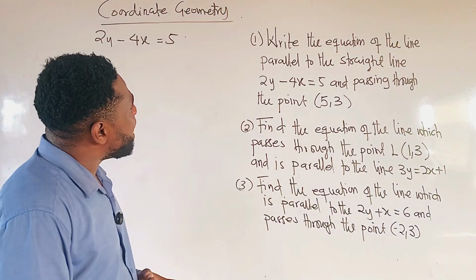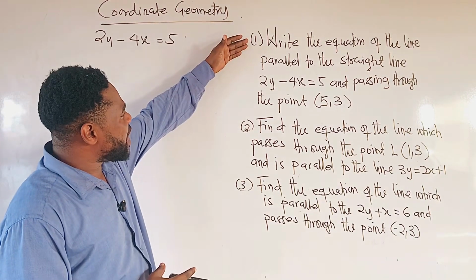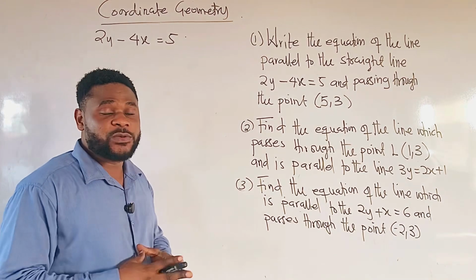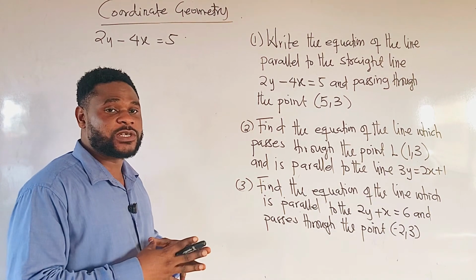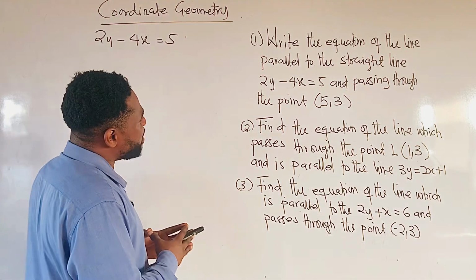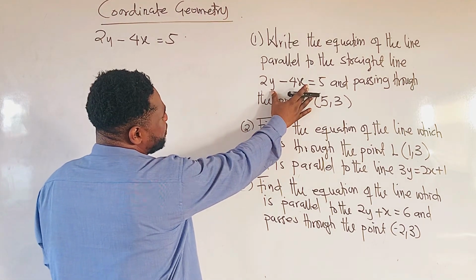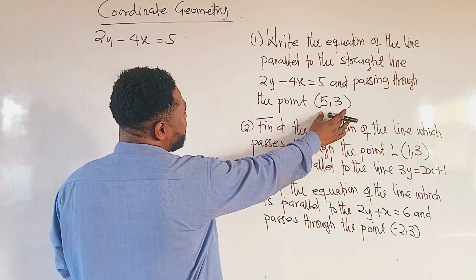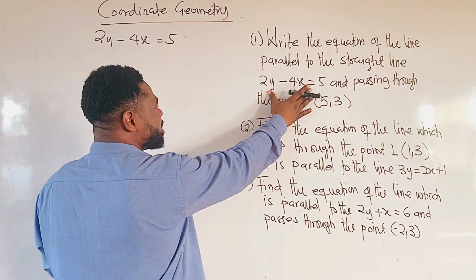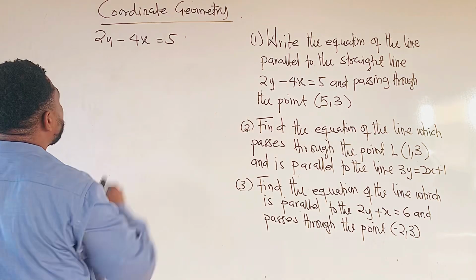We want to look at how we can find the equation of a line parallel to the straight line from these questions. One thing we need to know is that when two equations of a line are parallel, they have the same gradient. From the question, we have been given the first equation of a line and a point given here. So we are going to get our gradient from the equation of a line here. Let's see how we can do that.